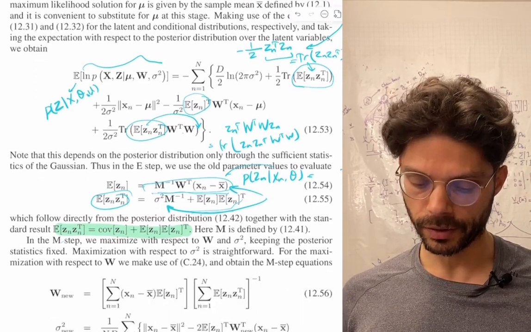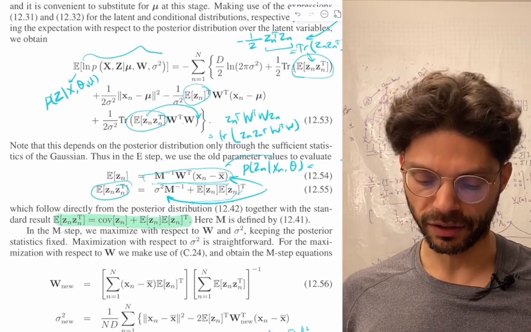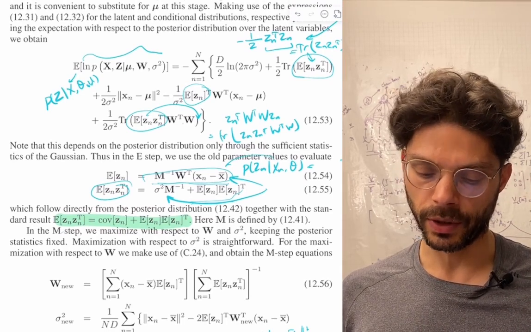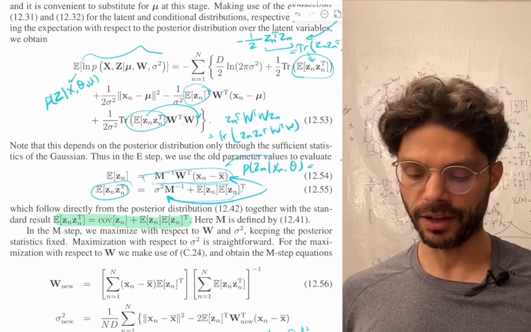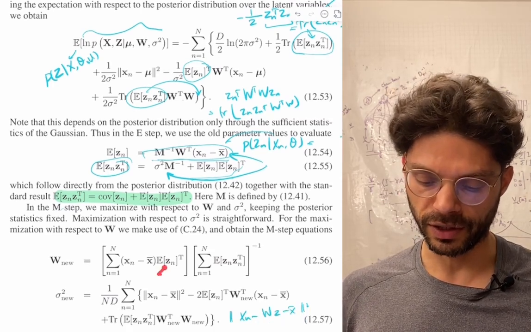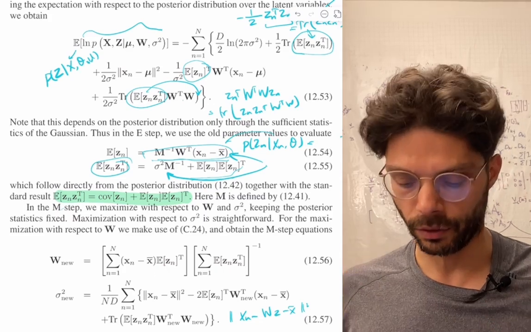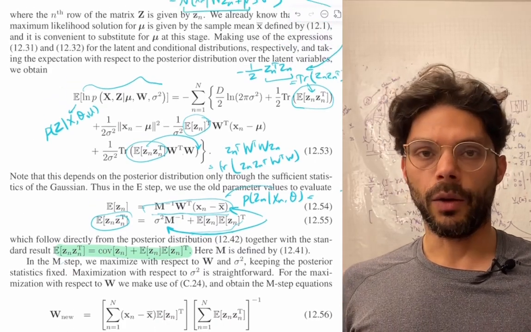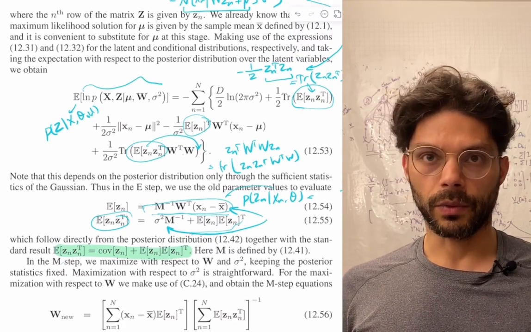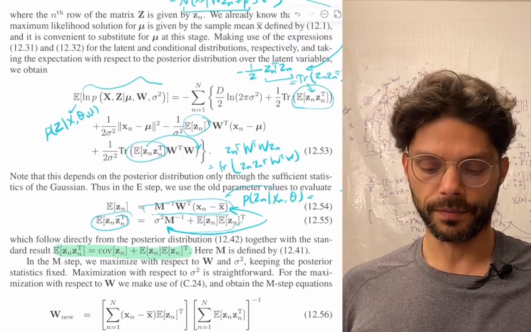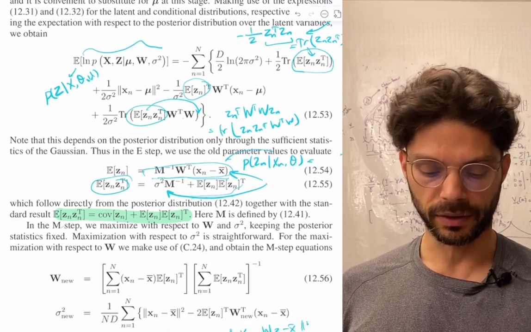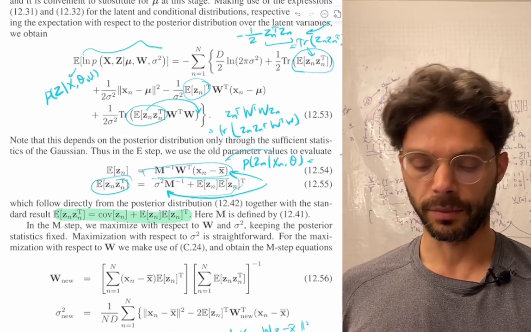So we've got those values, and now we're going to maximize. Okay, so we maximize with respect to W and sigma squared, keeping the posterior statistics fixed. So we've now plugged in these expectations. What are we going to get? So these we're going to have plugged in with the old values, and now all we do is take the derivatives with respect to W and with respect to sigma squared, and set them to 0.